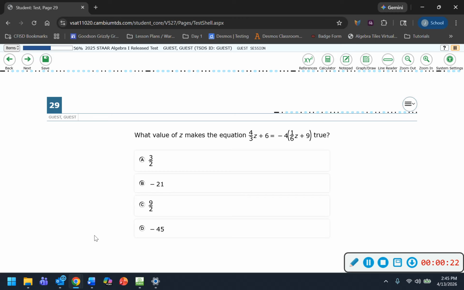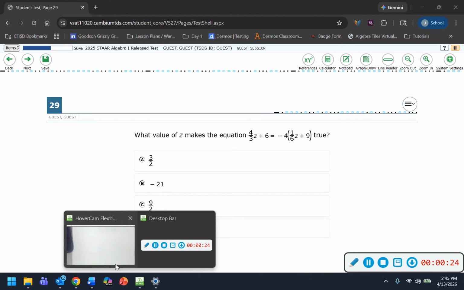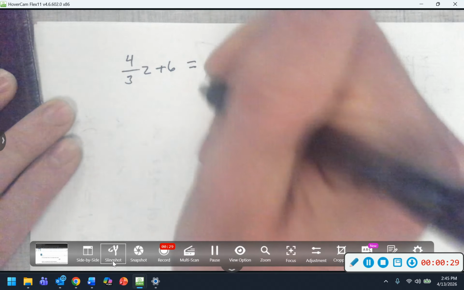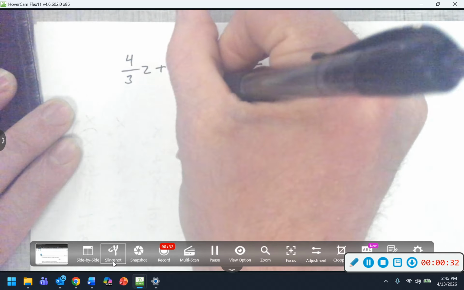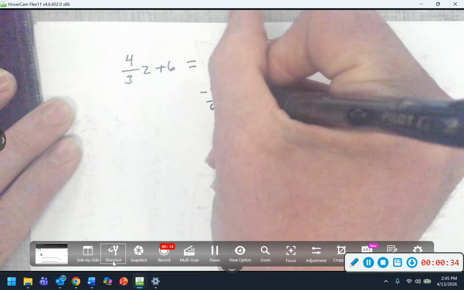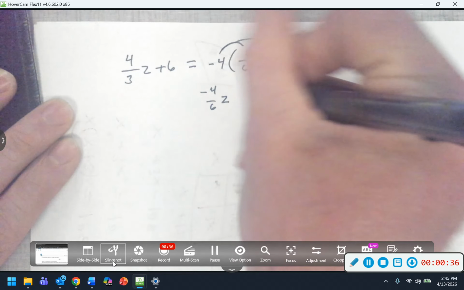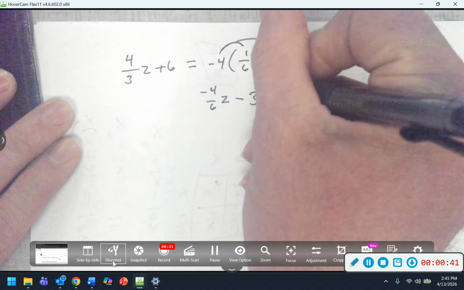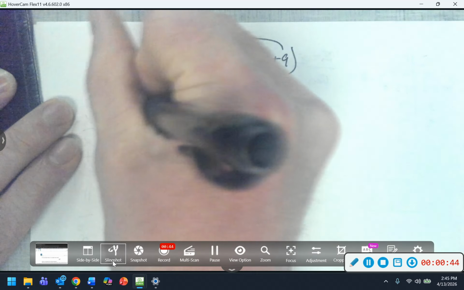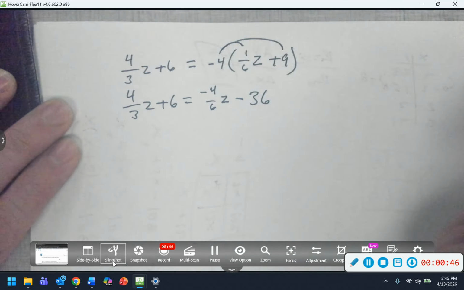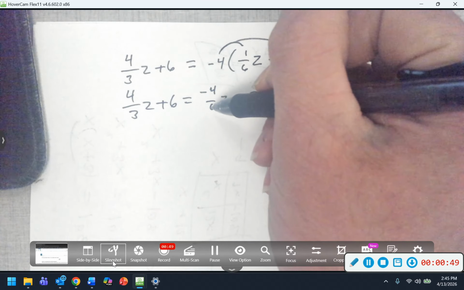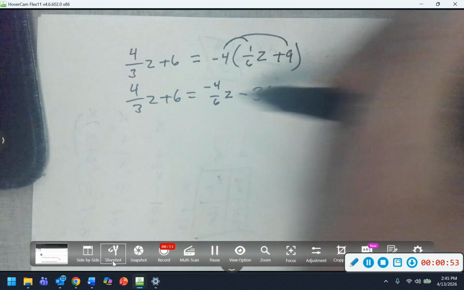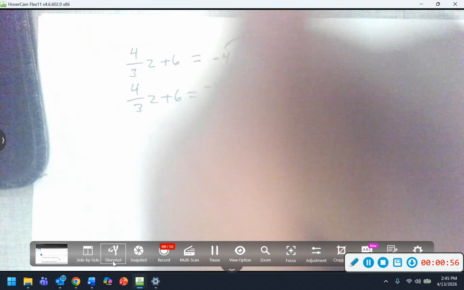So what I'm going to do here first is move over to the paper, and I'm going to start with distribution. So -4 times 1/6 makes -4/6. And I could simplify it, and I will in just a second, but I just want to show each step. -4 times 9 is -36. And then here, this is going to simplify to -2/3. So I'm going to save myself a step of simplifying and rewriting all this, and I'm just going to cancel out my fractions right away.